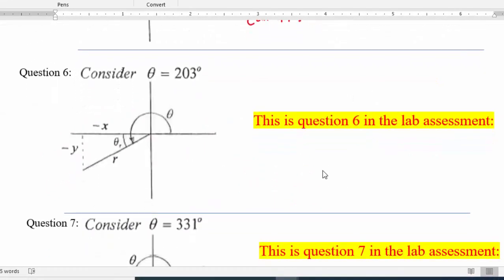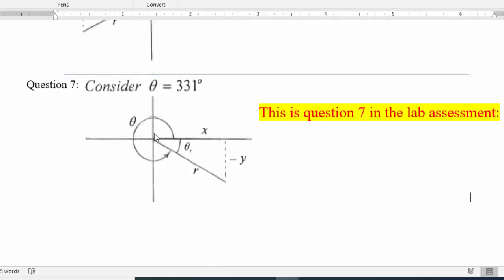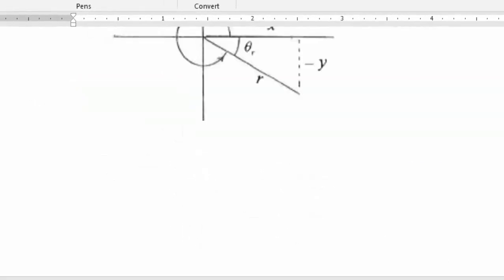Now notice here in question 6, the vector is in the third quadrant, so the x and the y are negative. Hence the tangent will be the only positive, because the tangent is the opposite over the adjacent, and negative over negative will give you positive, while the sine and the cosine will both be negative. In question number 7, the vector is located in the fourth quadrant. So the cosine will be positive, while the sine and tangent will be negative. All right, thank you.